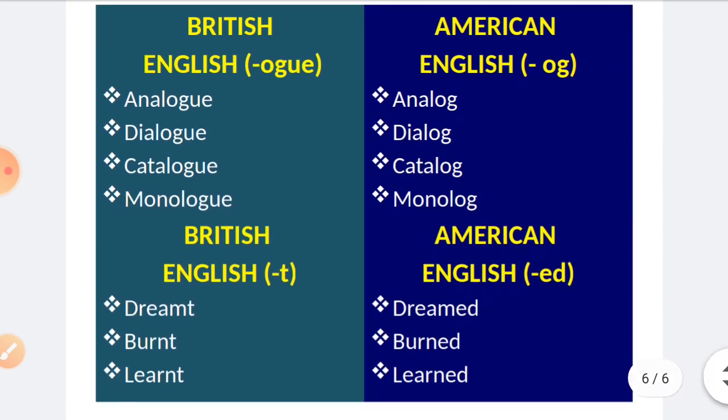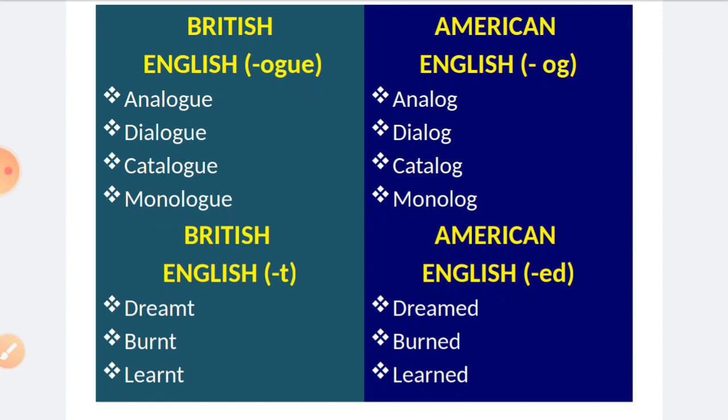So towards the end, I would like to highlight a few more differences. OGUE is replaced with OG in American English. Let us look at the suffix OGUE in words like analog, dialogue, catalog, monologue. So this is analog, ANALOG. Dialogue, DIALOG, that's the spelling in American English. Whereas in British English, dialogue is DIALOGUE. Analog is ANALOGUE.